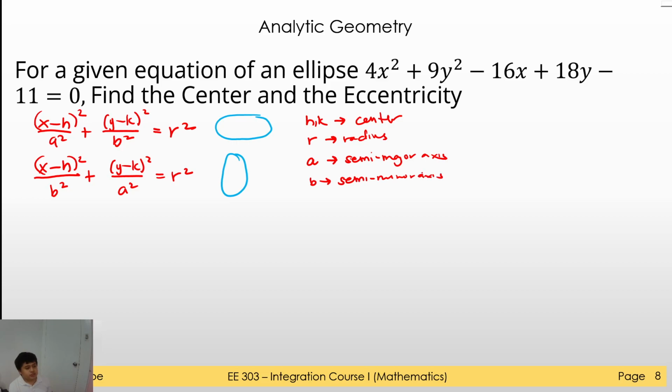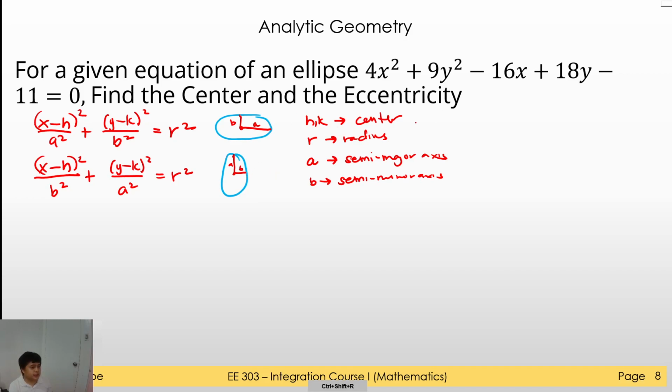Okay? So what does this mean? If this is your ellipse, then the semi-major axis will be the largest. You can imagine this as your large radius. So this will be your A, and this will be your B. For this one, your A here will be this, your B here will be this. Okay. So how do we now find the eccentricity?